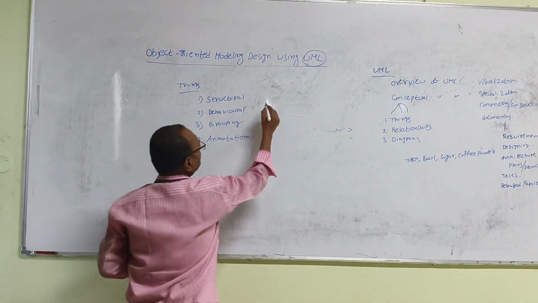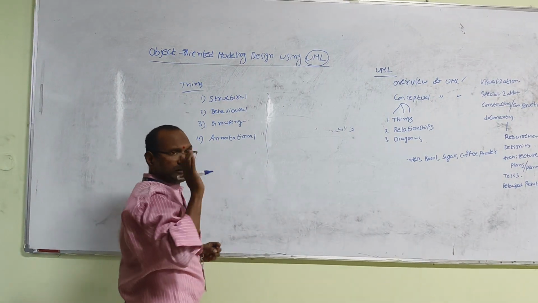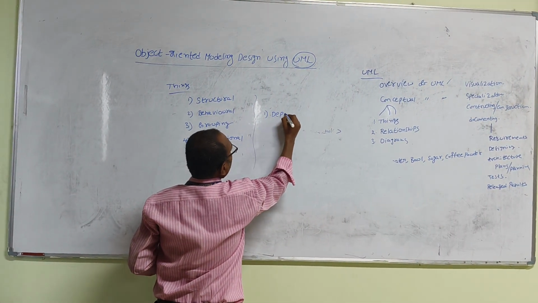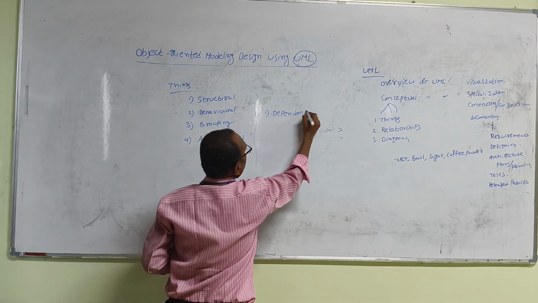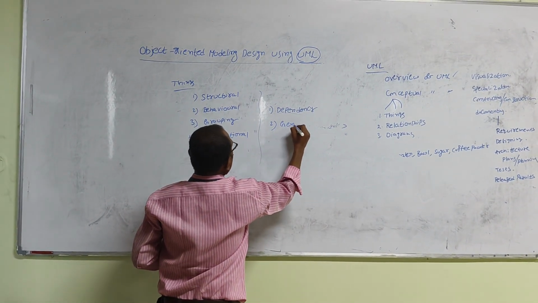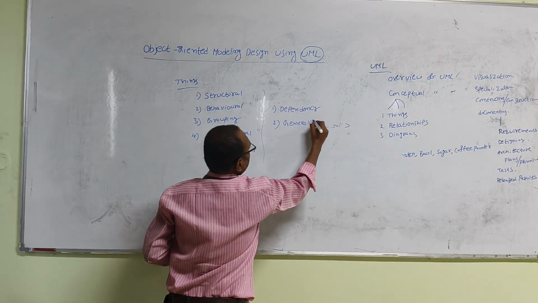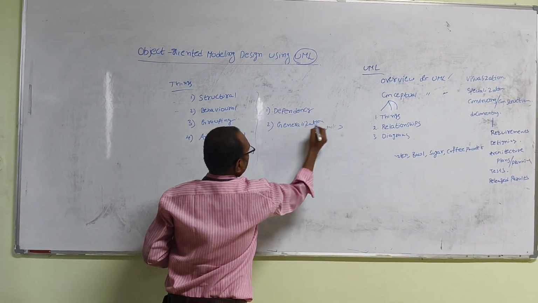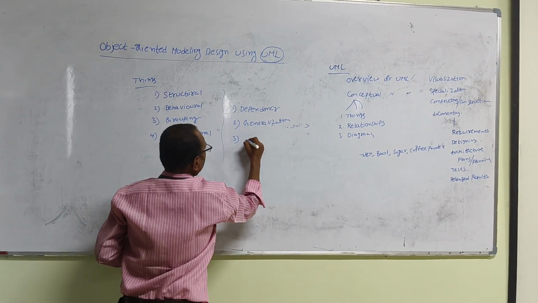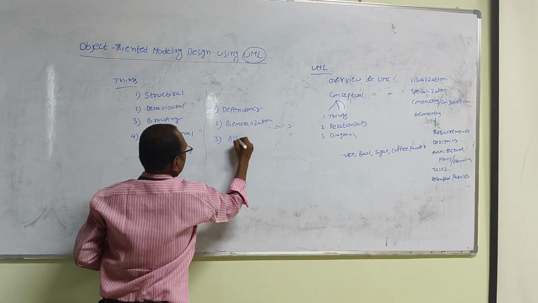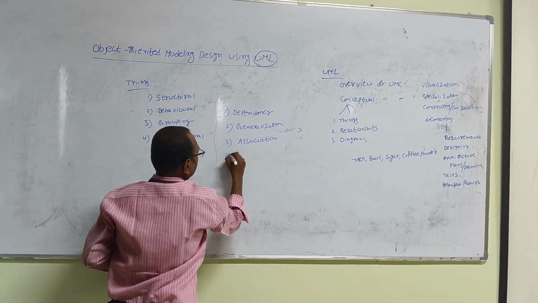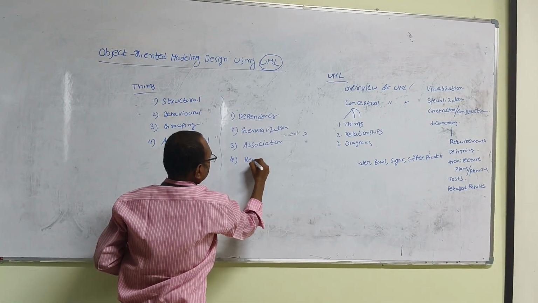At the same time, relationships are also divided into 4 types. So first one is dependency. Number 2, generalization. Number 3, association. Number 4, realization.